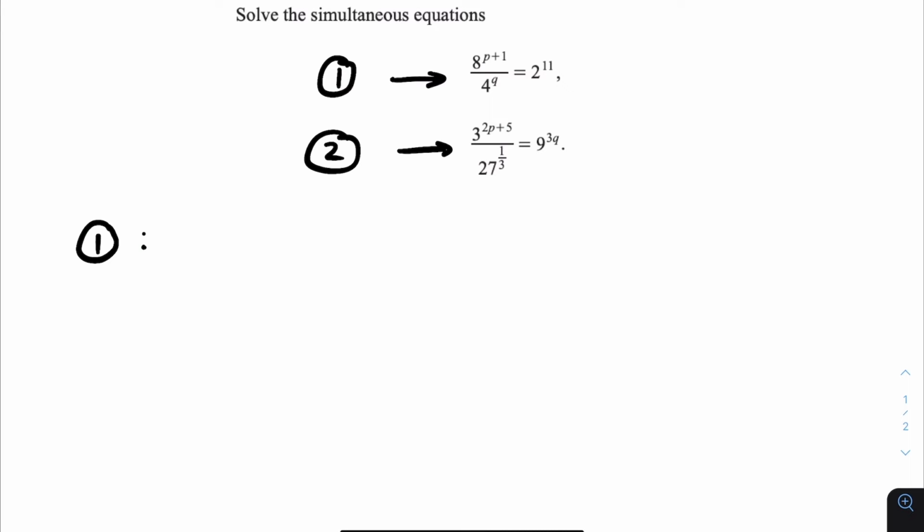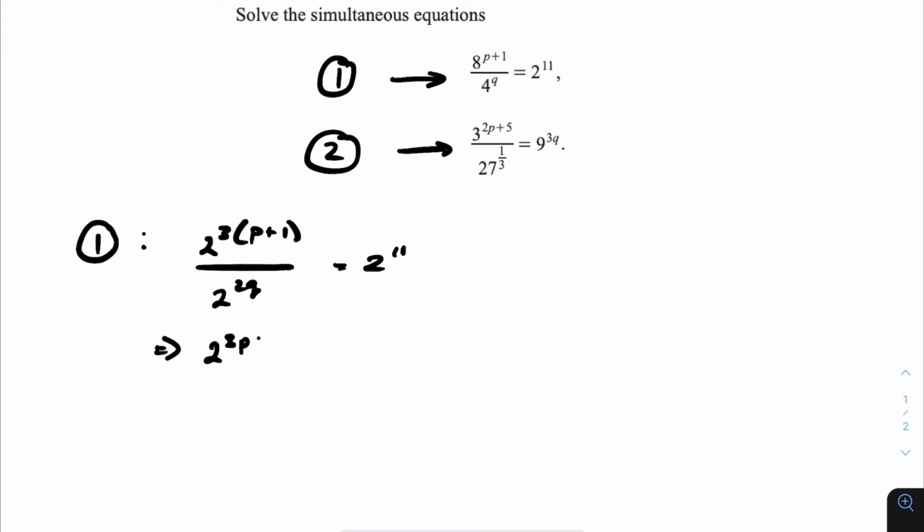We can see immediately that 8, 4, and 2 are all powers of 2. Since 8 is 2 to the power of 3, you can write it as 2 to the power of 3 multiplied by the current power, which is p plus 1. Divide that by 4, which is 2 to the power of 2, so it's 2 to the power of 2q now. That's equal to 2 to the power of 11. This is much easier to work with because we get 2 to the power of 3p plus 3 over 2 to the power of 2q, which is equal to 2 to the power of 11.